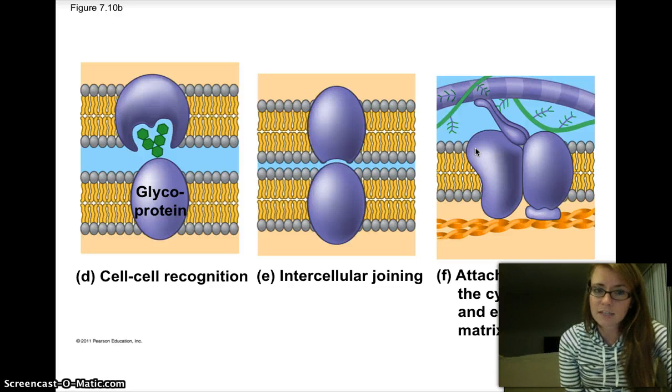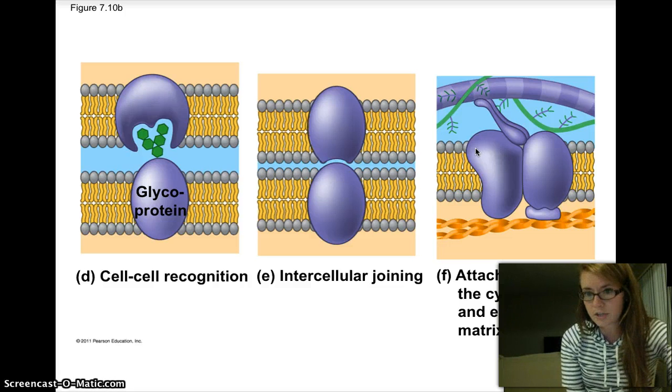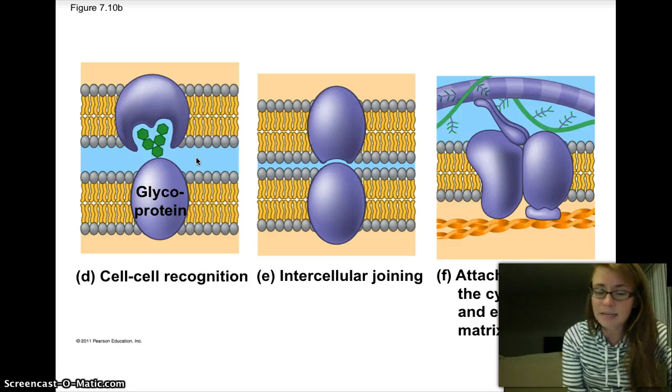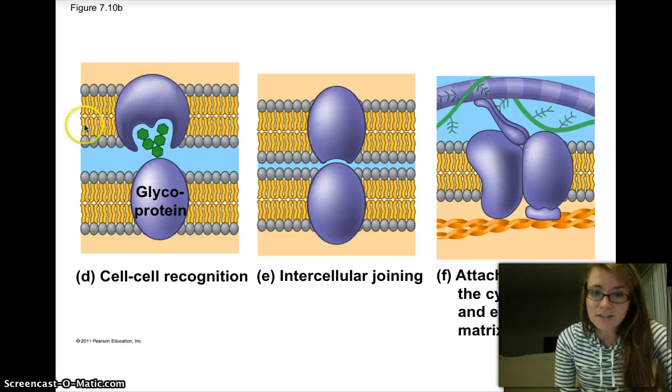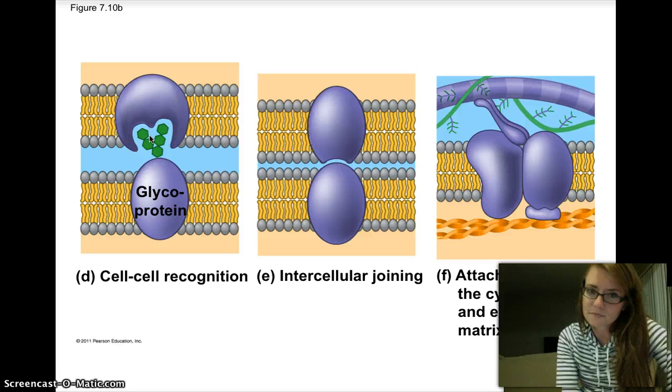Then we also have things for cell-to-cell recognition. So if we want two of our cells to communicate with each other, then they're going to need to be able to somehow realize what kind of cell the other one is. So this right here is a glycoprotein. Remember, a glycoprotein is a protein that has a carbohydrate attached to it. So this glycoprotein is going to tell this protein on this other cell what kind of cell it is, and then they can communicate.